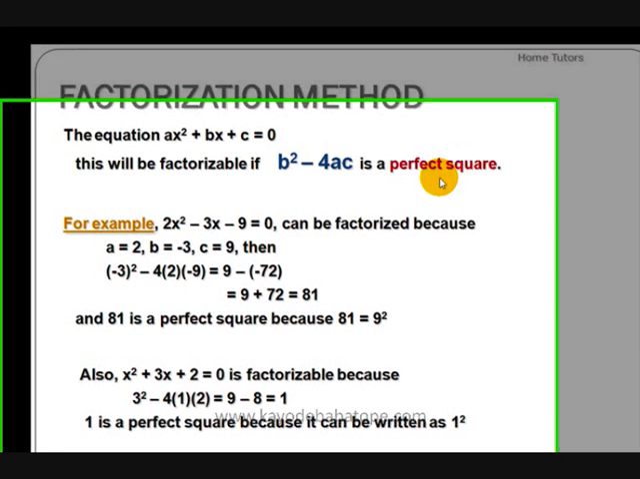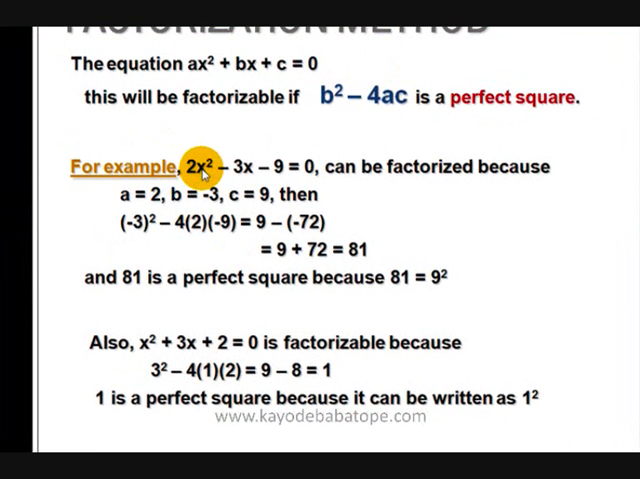Okay, so let's look at this example. 2x squared minus 3x minus 9 equals 0. Let us test if this expression is factorizable or not. Take note, the way to test whether it is factorizable is to calculate the value of b squared minus 4ac. In this expression, a is equal to 2, the coefficient of the squared term. b equals minus 3, that is the coefficient of the middle term. And c is equal to minus 9, that is the constant term.